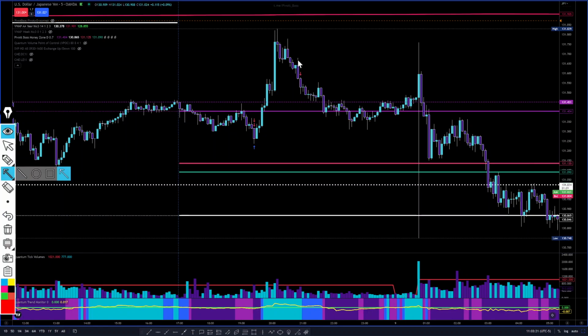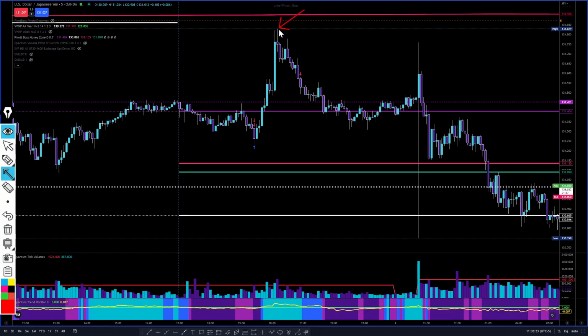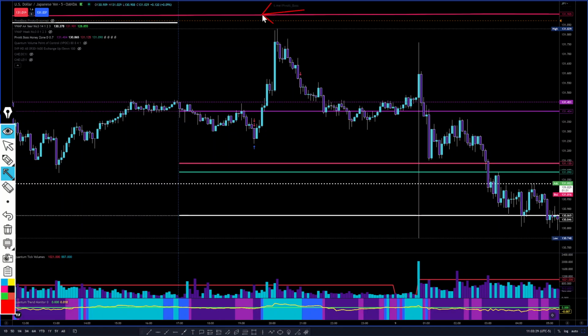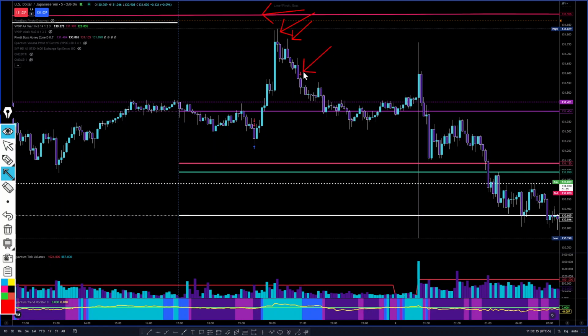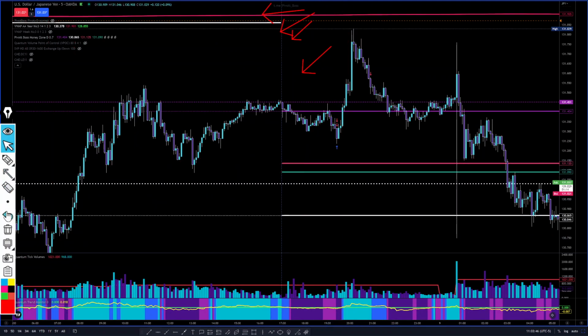So after this we got up to the annual anchored VWAP right here. This is the upper band. This line right here had the wick rejections up here. So I added to the short position here again, and I held this overnight. Let's see here, hold on.